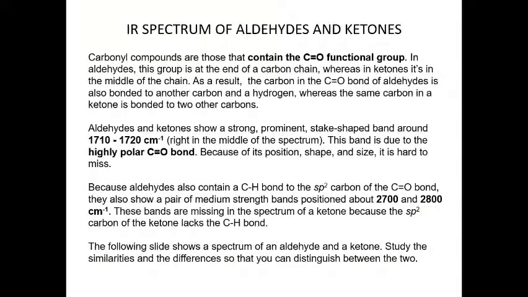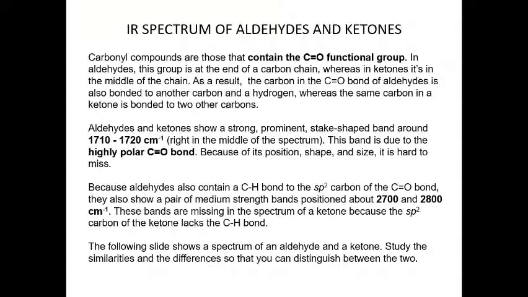In general, carbonyl compounds are those that contain the C=O functional group. In aldehydes, this group is at the end of the carbon chain, whereas in ketones, it's in the middle of the chain. As a result, the carbon in the carbonyl bond of aldehydes is also bonded to another carbon and a hydrogen, whereas the same carbon in a ketone is bonded to two other carbons, right?